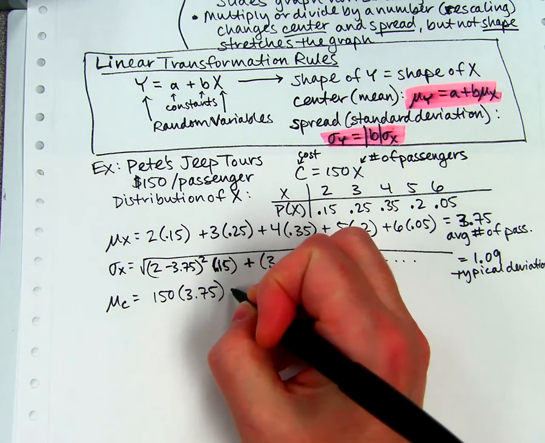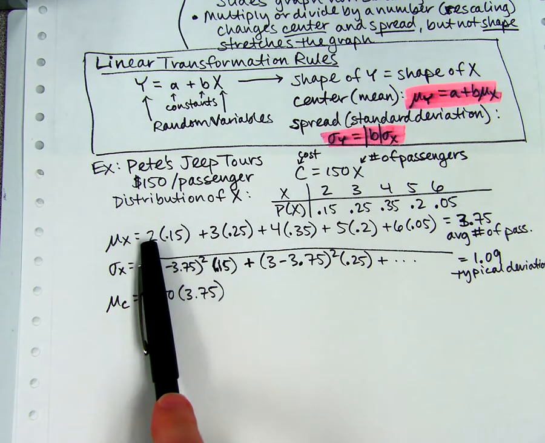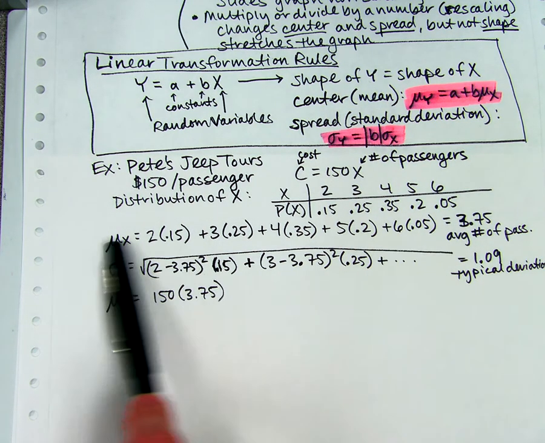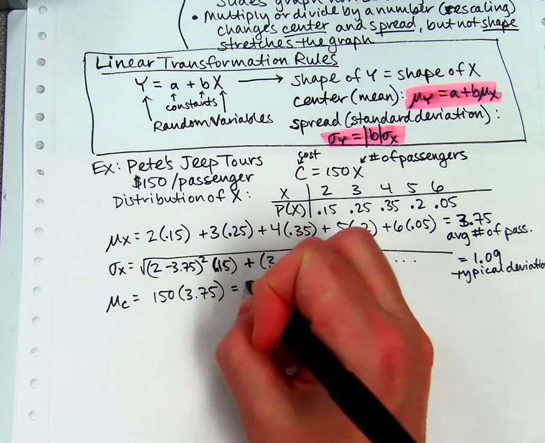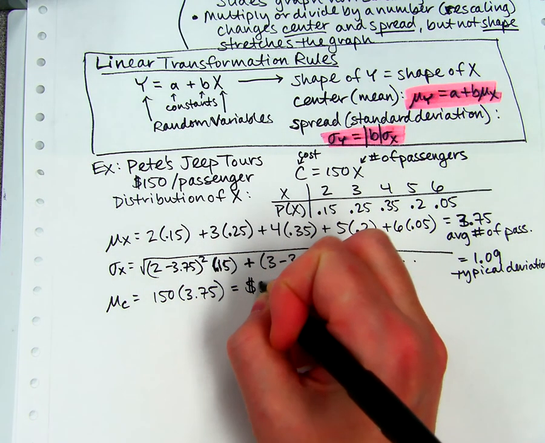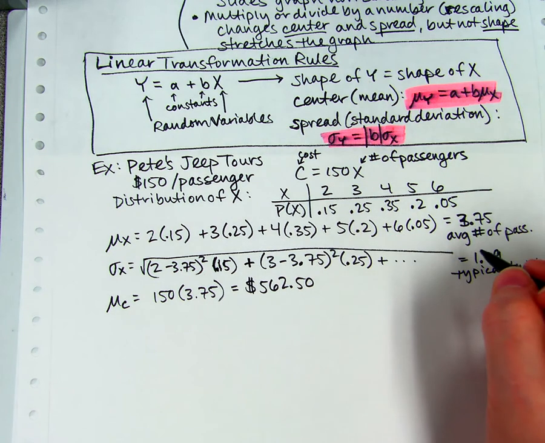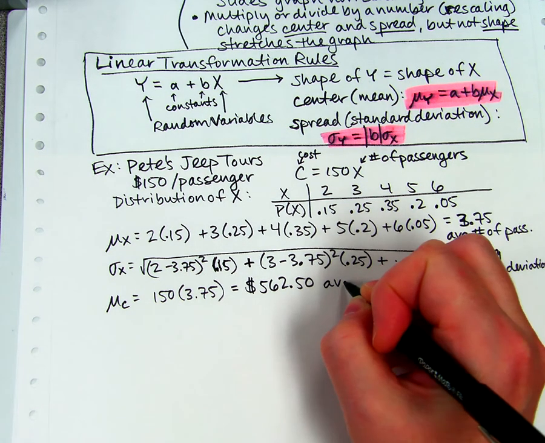But I will tell you, it's the same result as if you multiplied this by 150, because multiplying all of these by 150 one at a time is the same as multiplying all of them by 150 afterwards. A little bit of distributive property in the proof for that, which I'm not going to show you. Anyway, this is the average cost per tour, or average profit maybe.